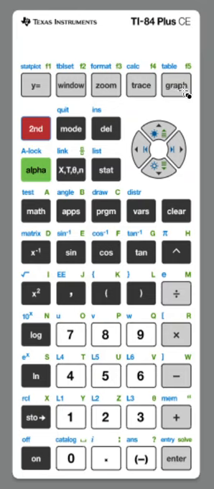All right, so those are the basic keys on your graphing calculator. On this one, again, it's a TI-84 Plus CE, but your calculator may be a little bit different. But they all should operate pretty much the same way.